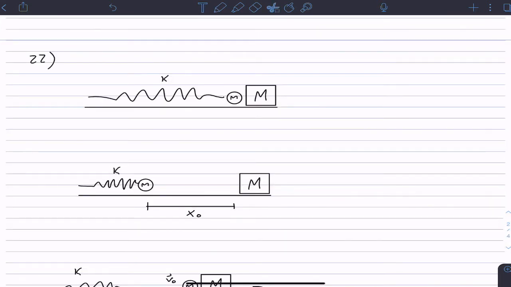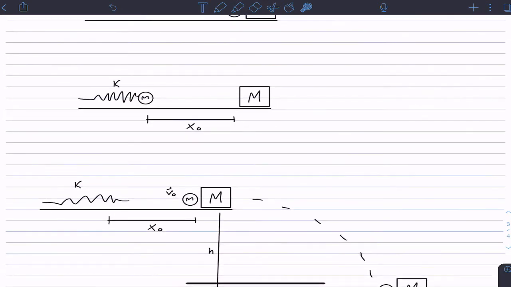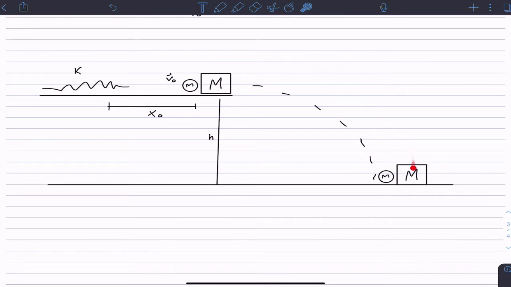Okay, so we're given a scenario where we have a block sitting at the end of a table, and then we place a ball at the end of a spring that's right next to the block. Right, this is the initial position, and then we compress this spring back here, a value of x naught, and then we let that spring go. The ball goes flying, knocks into the block, and both the ball and the block sail down off the table and land some distance away from the table. So we are asked to find what is this distance that it travels here.